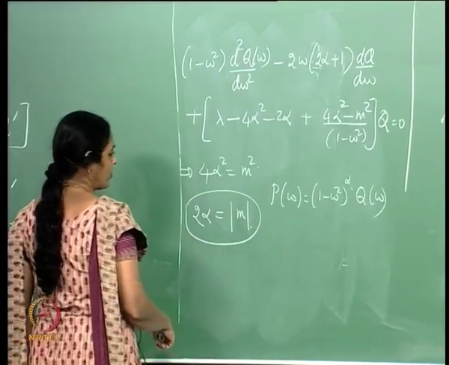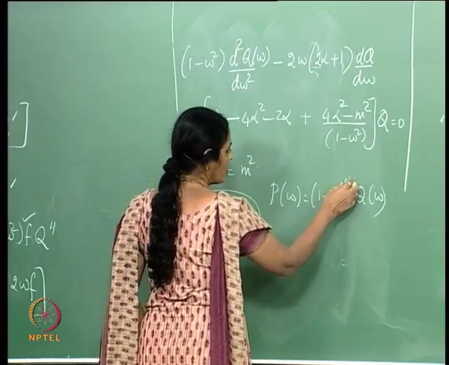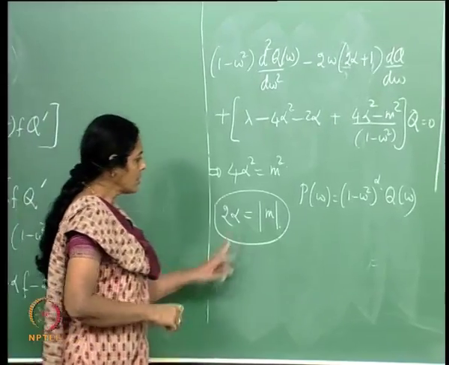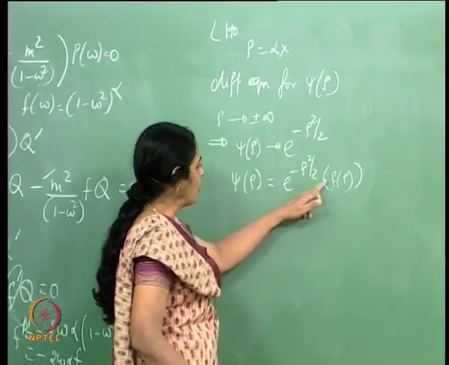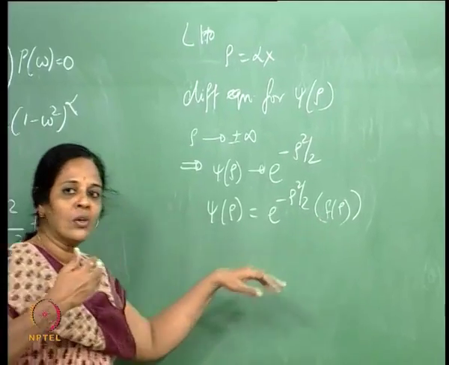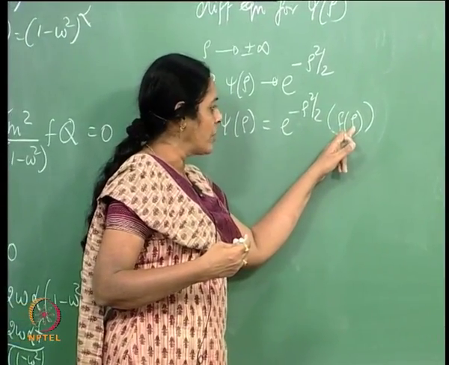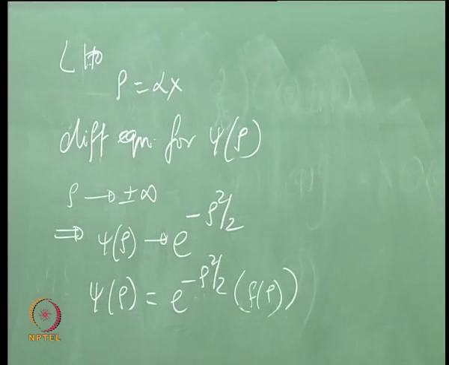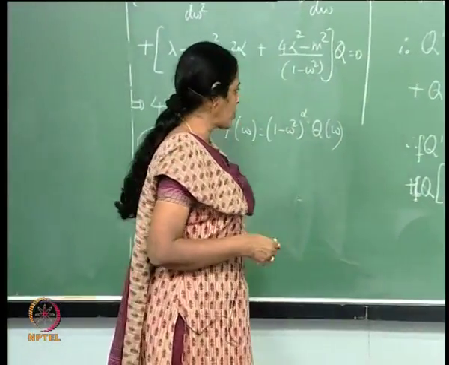So look at p of w. It's (1 minus w squared) to the mod m by 2 times Q of w. So this is the analog of this problem. I have already recast the equation in terms of Q of w. That's the analog of what you did in the case of the linear harmonic oscillator, where you recast the differential equation to a differential equation in terms of f of rho. And then what did you do? You solved for f of rho. How did you solve for f of rho? You start with a series solution.